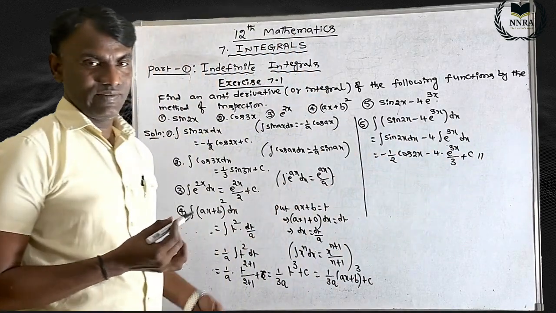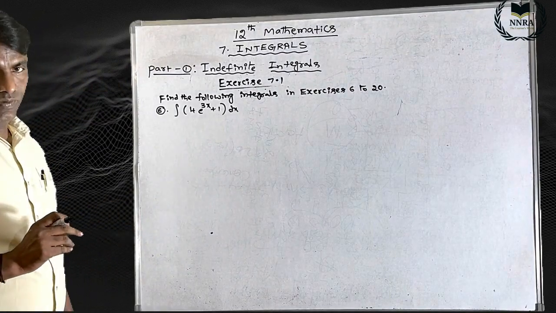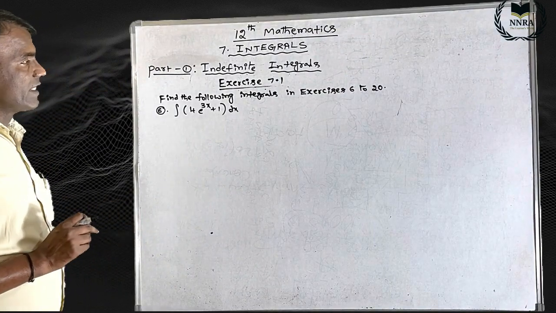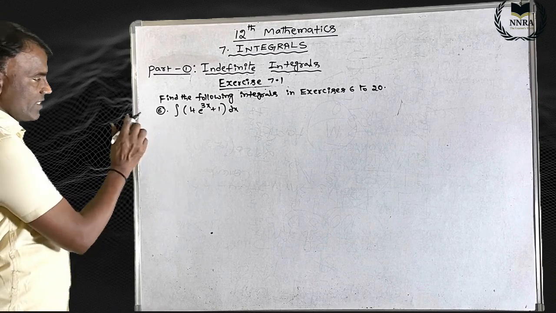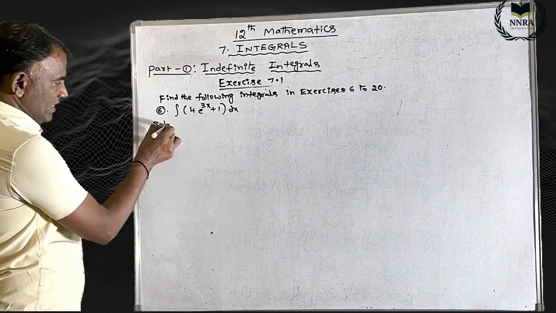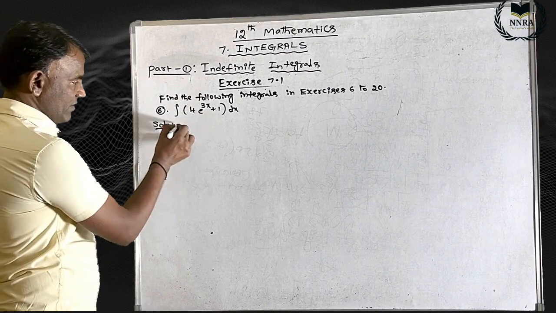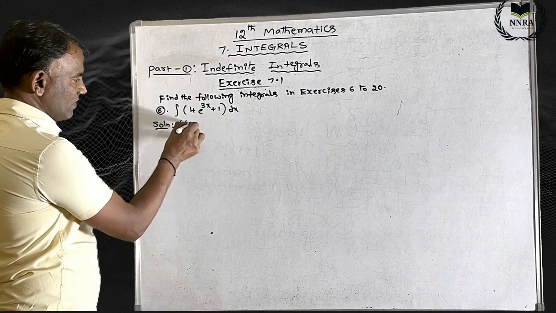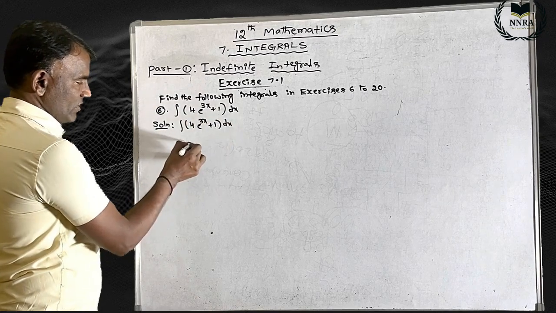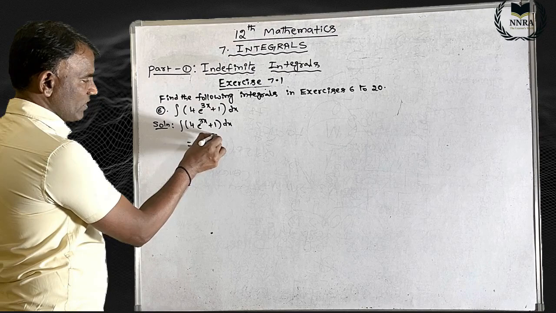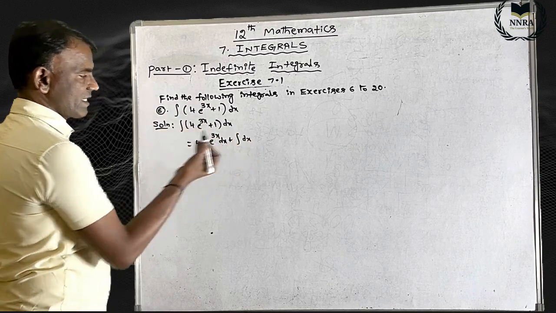That is the answer. Okay, now this is second section, means section 2. Find the following integrals in exercises 6 to 20. In that, this is sixth question. First we do one thing, we separate both the functions. So first write the given value: 4 into e power 3x plus 1 into dx. So 4 into integral e power 3x dx is the first term, and integral 1 into dx is dx.